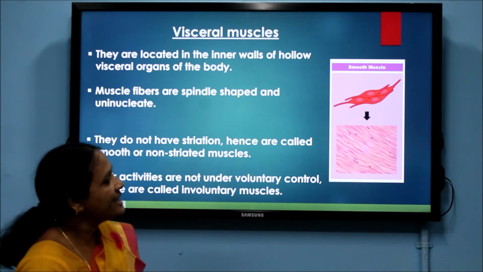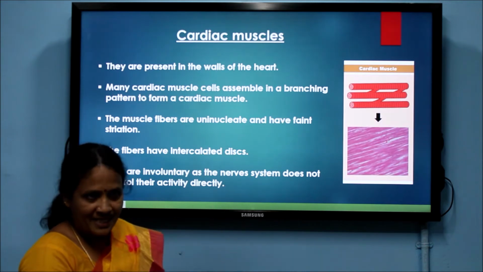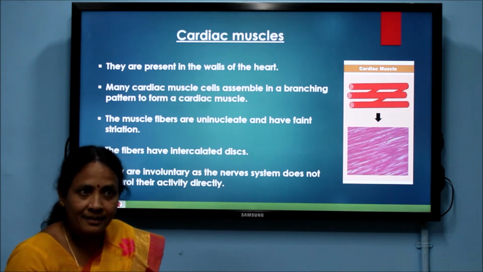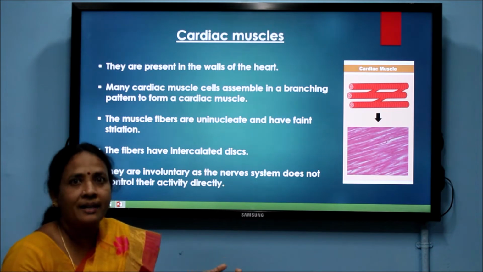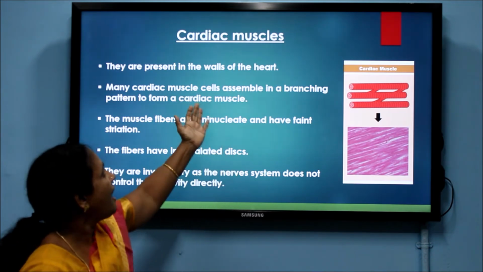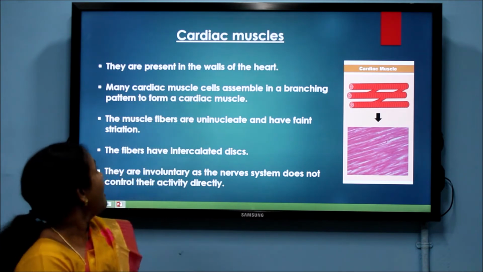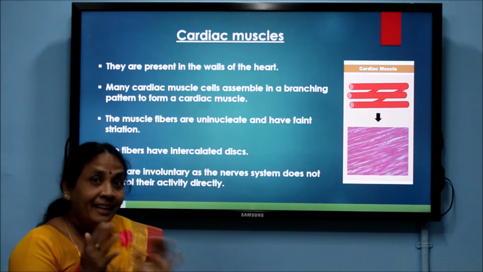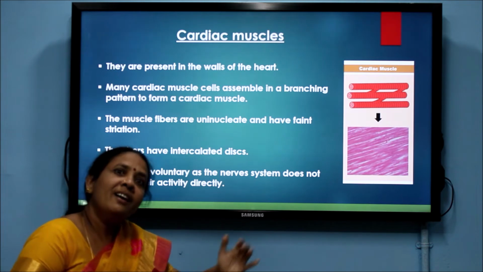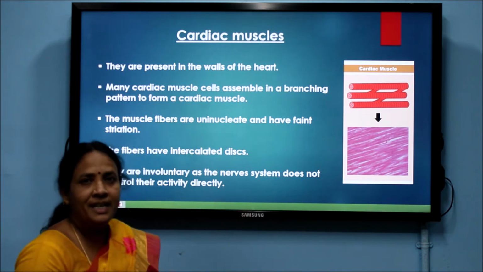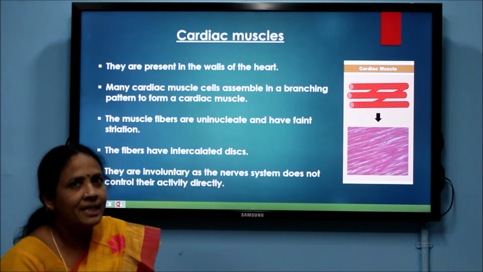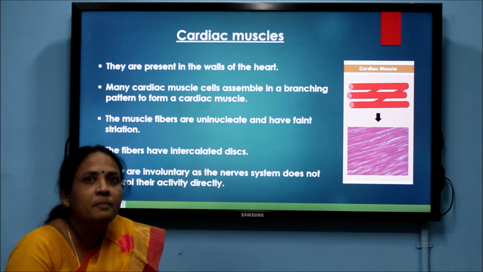And last, we will see the cardiac muscle. We all know cardiology; it is about the heart. So these muscles are present in the heart. The heart is lined by the cardiac muscles. Structurally they resemble the striated muscle and functionally they resemble the visceral muscles. They are in between.